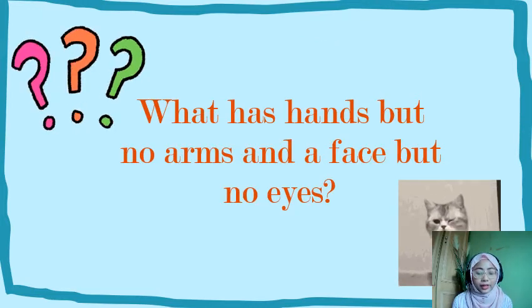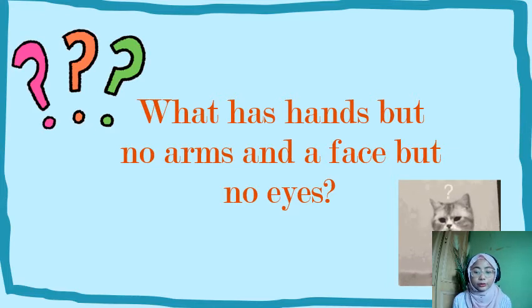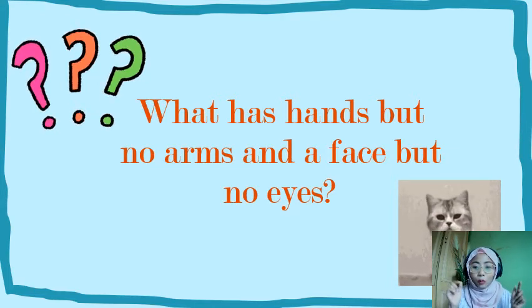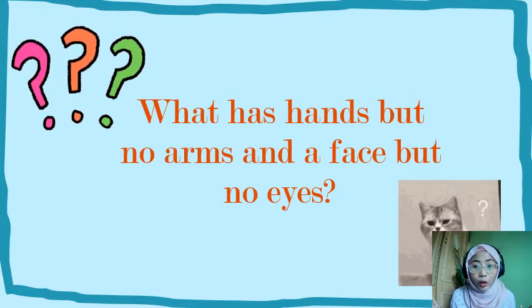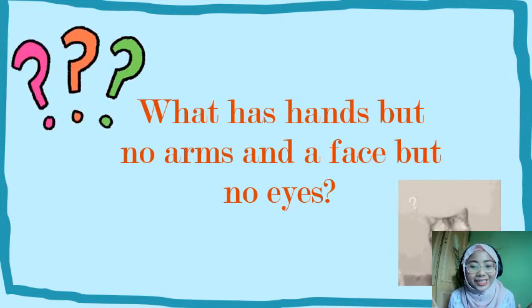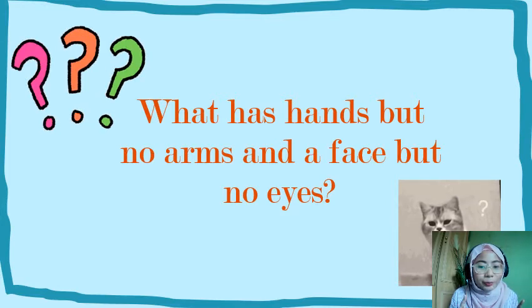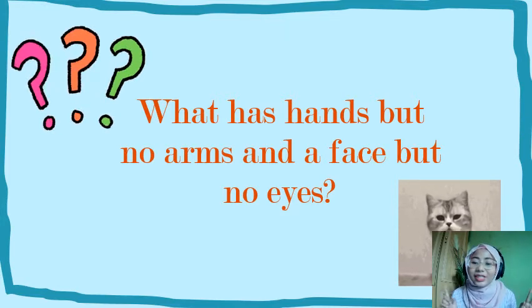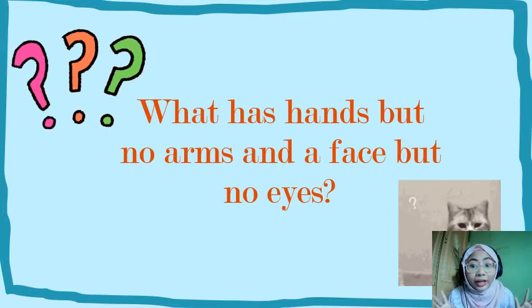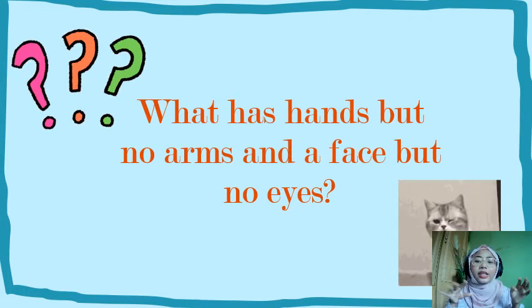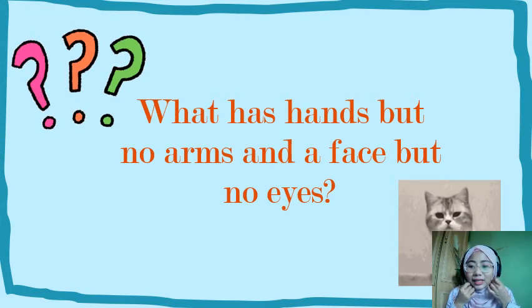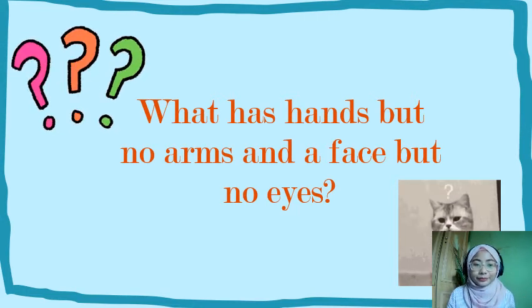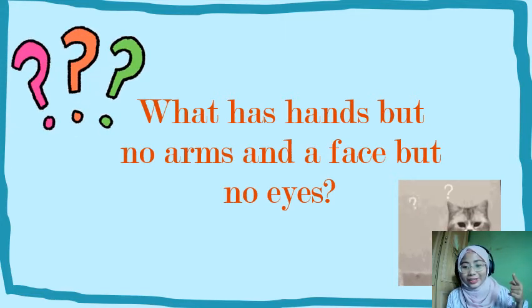Now that you have learned about the street safety rules, I want to ask you something. A little riddle. What has hands but no arms and a face but no eyes? This is not a ghost. This is not something weird. This is not a monster. It is something that you can see every day. Can you guess what it is?